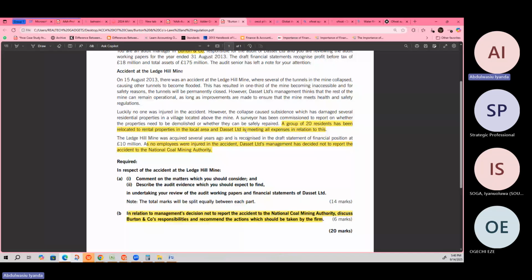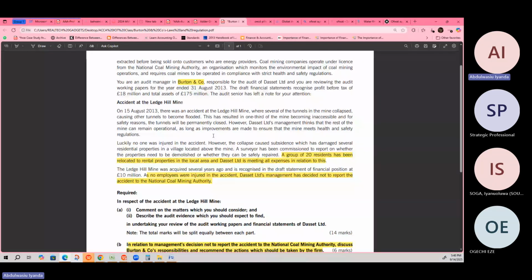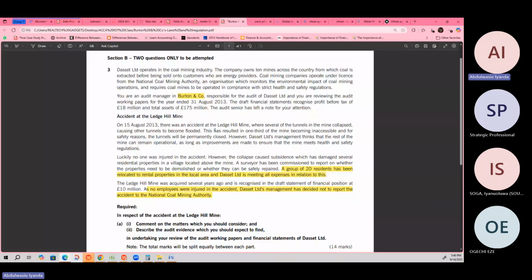So if something like this occurs, there was a time that they said nothing can work again, and the management later came back and said that they can do repair. So this is an indicator of impairment.